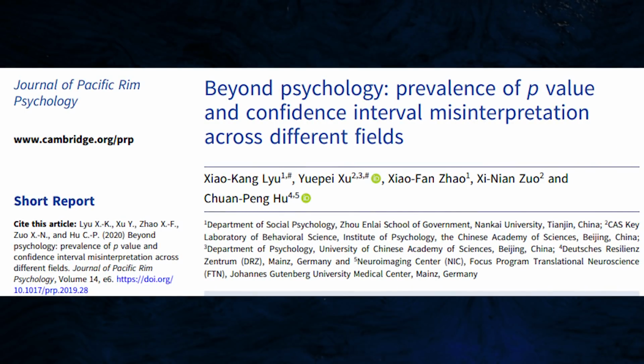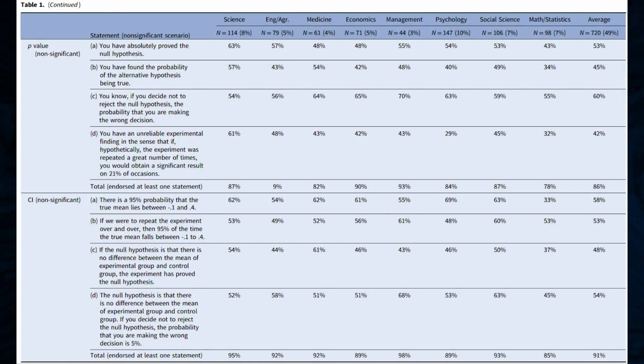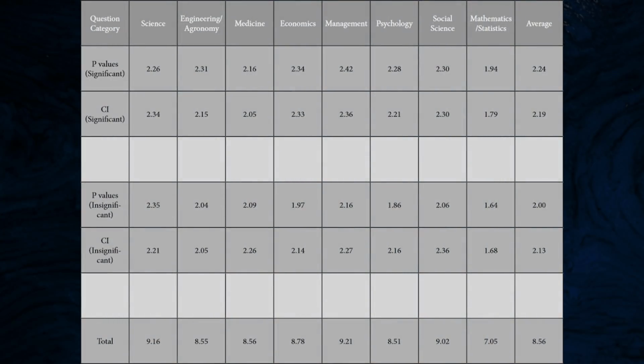3.5.3 Lyu 2019. In a 2019 paper, Beyond Psychology: Prevalence of P-Value and Confidence Interval Misinterpretation Across Different Fields, the authors Lyu, Zhu, Zhao, Zhao, and Hu gave a series of false statements about p-values and confidence intervals to 1,231 mainland Chinese academics and 248 academics who are Chinese nationals abroad. These were the results as reported by Lyu et al. We then converted these into average number of errors made by each field for the p-significant, CI-significant, p-insignificant and CI-insignificant questions. The total number of endorsements of incorrect statements are out of 16 maximum.